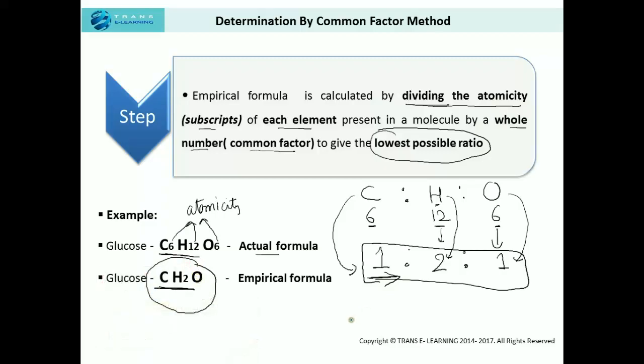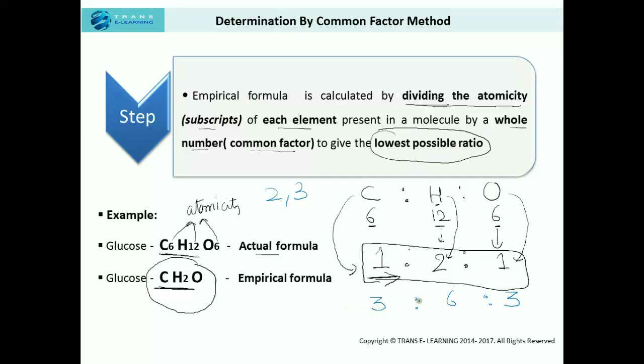Now you must be thinking, why have I not taken 2 or 3 as a common factor? So let us consider that case. If I had taken 2 as a common factor, then the ratio would have come as 3:6:3. Now this ratio will not represent the empirical formula because they still have 3 in common. They represent positive integers, that is fine, but the second condition, that is no common factor, is not satisfied by this ratio because they have 3 in common.